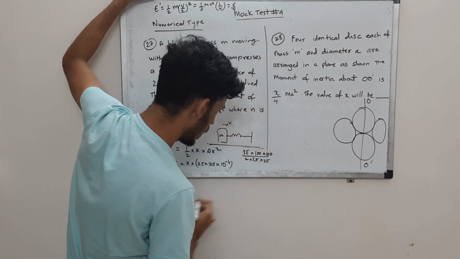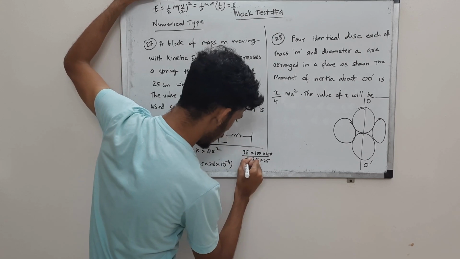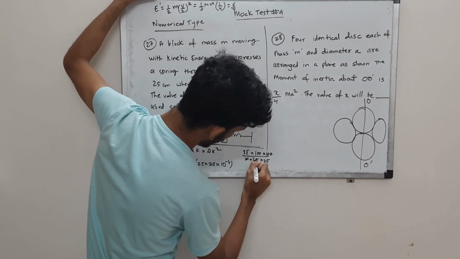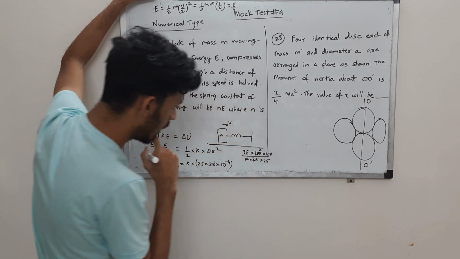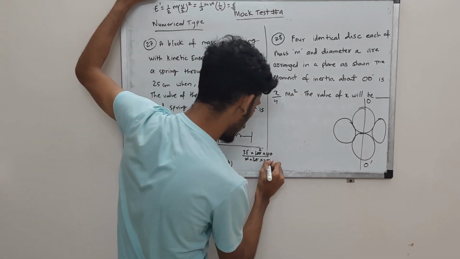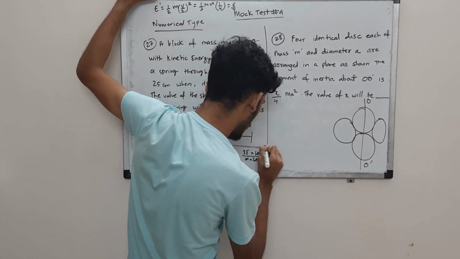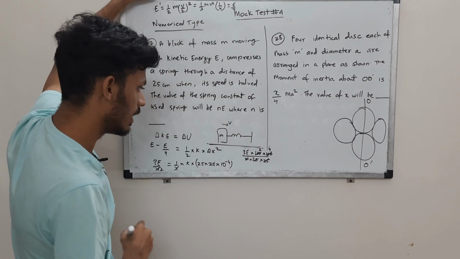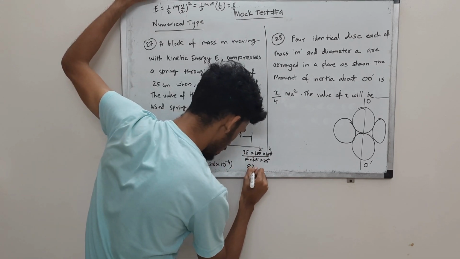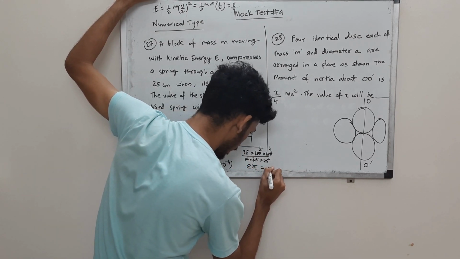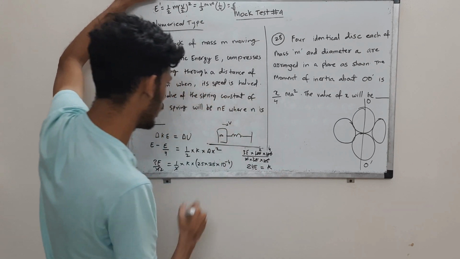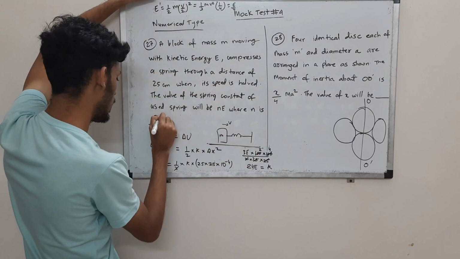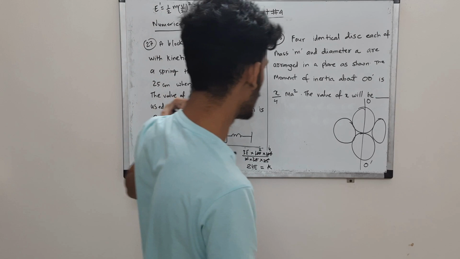So 25 twos are 50, and 50 twos are 100. 25 fours are 100. So 2 fours are 8, and 8 threes are 24. So the answer that we get is 24E. So k is nothing but 24E, and n is 24. So that's your answer.